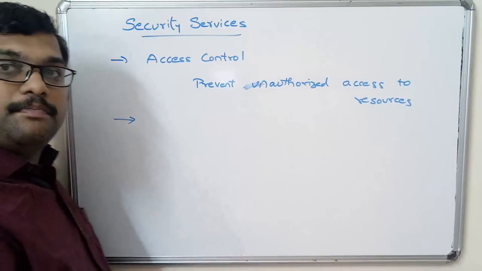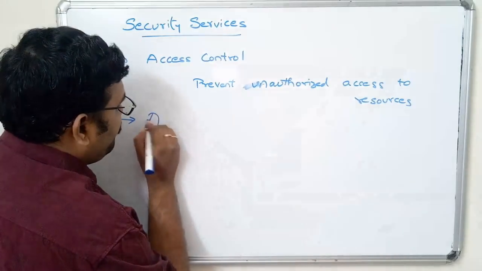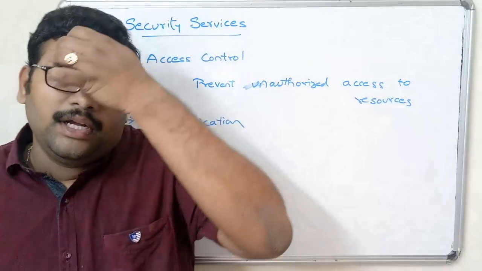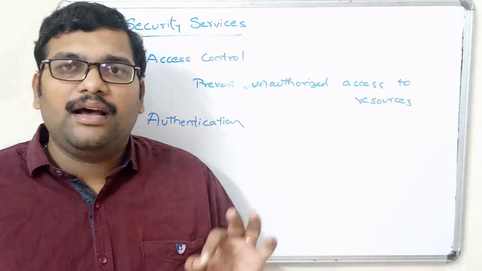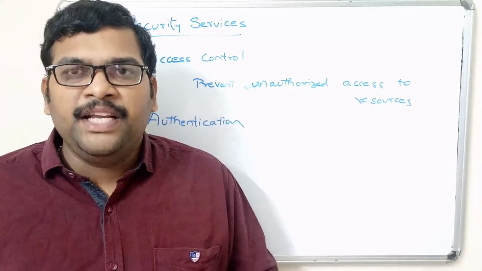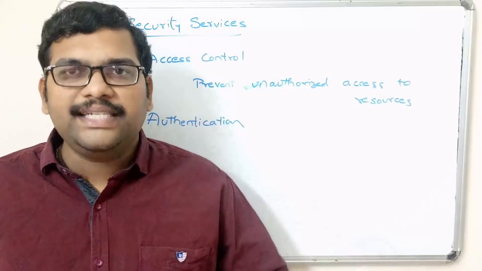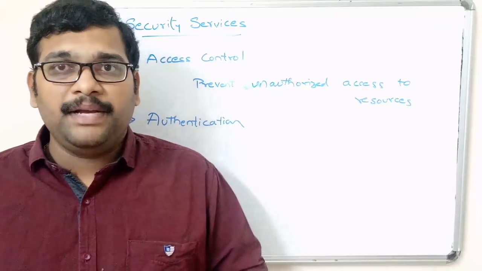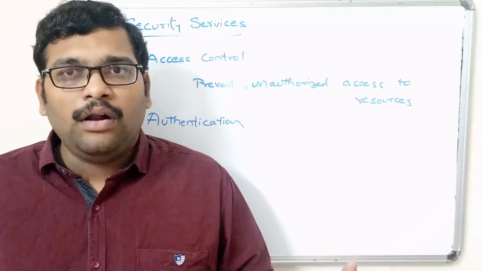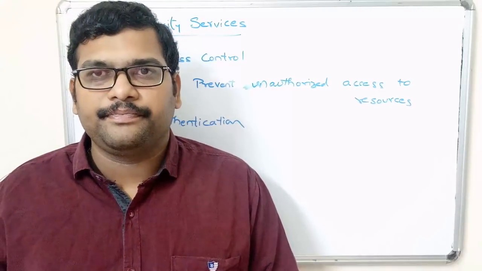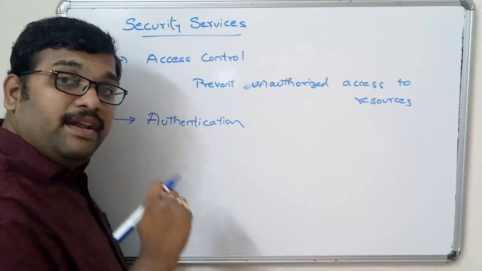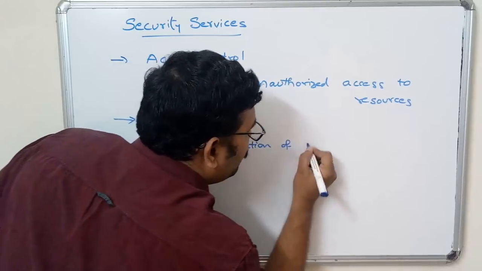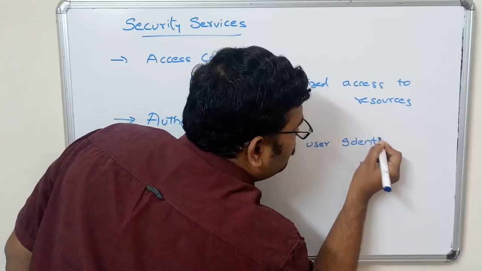And the second service provided by our network security is authentication. Authentication means verifying the receiver or the sender. That means we have to verify the identity of the person who is sending the message or who is receiving the message. So we have to check their identity, whether the message has been received by the correct person or sent by the correct person. That means verification of user identity.